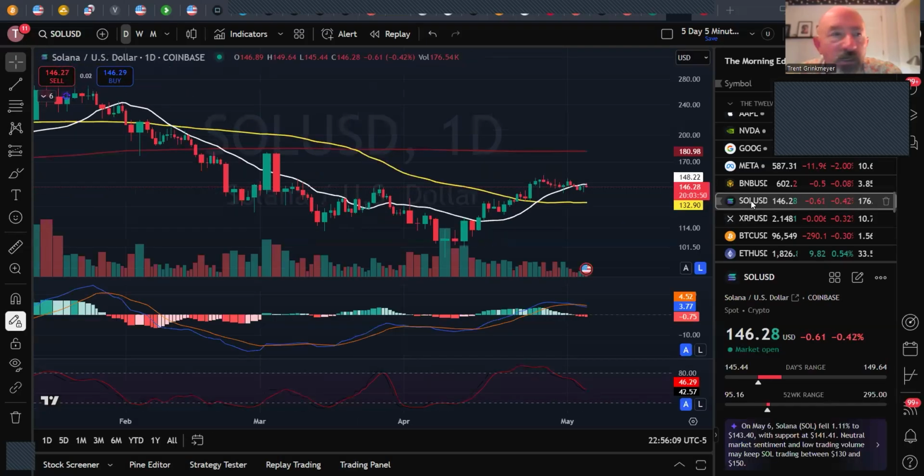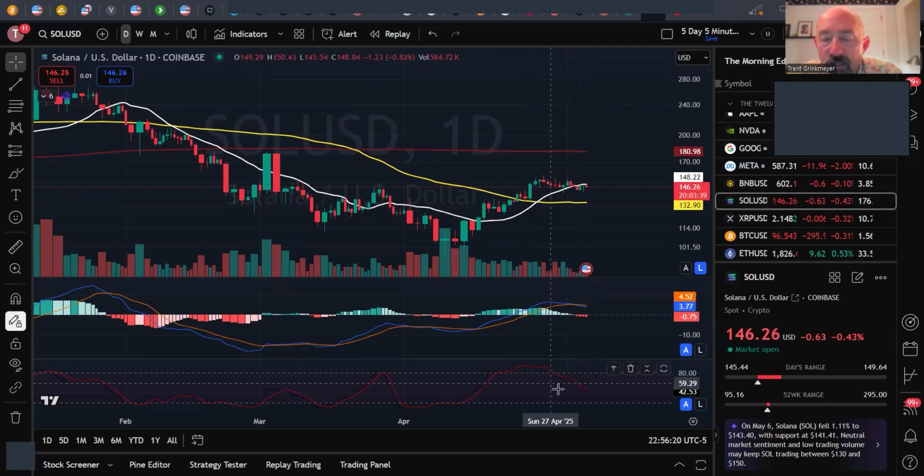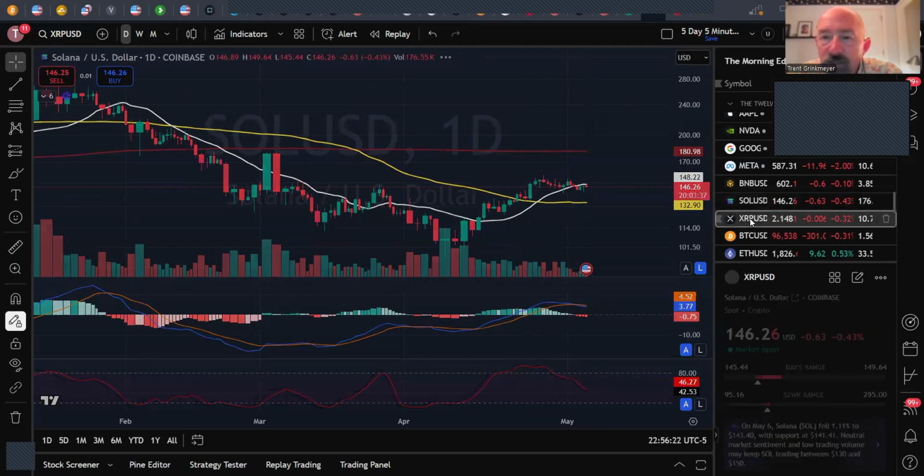So Solana, similar situation as Binance, below the trade, above the intermediate, and below the 200. MACD is sloping down, and the slow stochastic is slowing down.